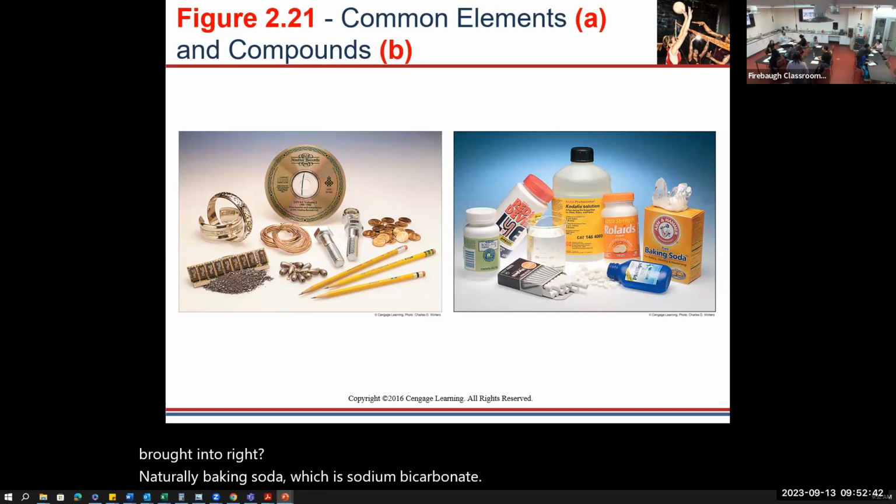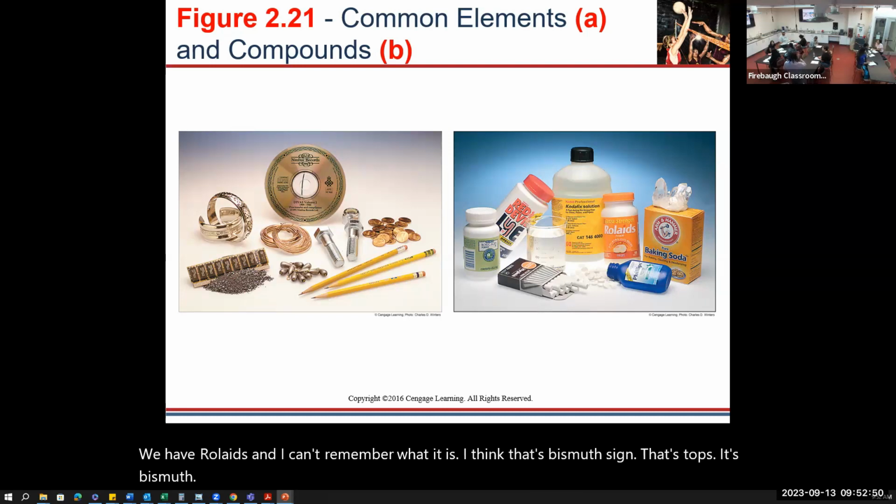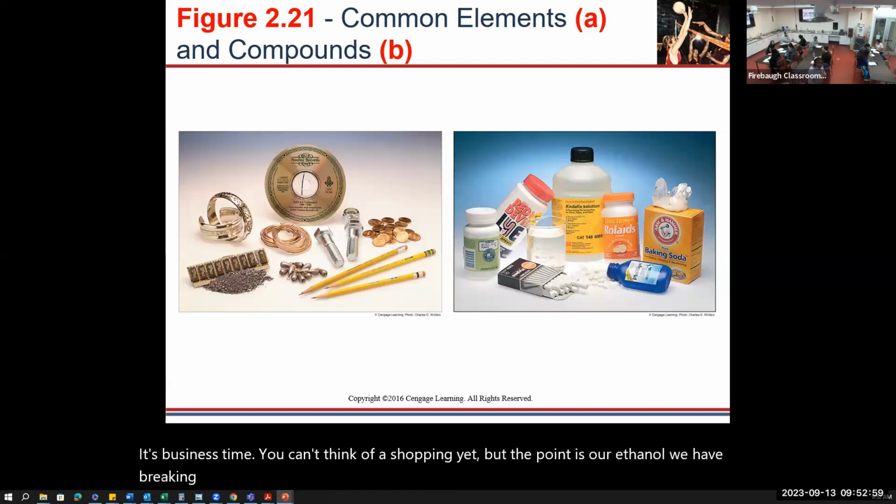We have Rolaids, I can't remember what it is, I think that's bismuth something. No, that's Tums, bismuth something, I can't think of it off the top of my head. But the point is, or ethanol, we have drinking alcohol, we also have water, right?